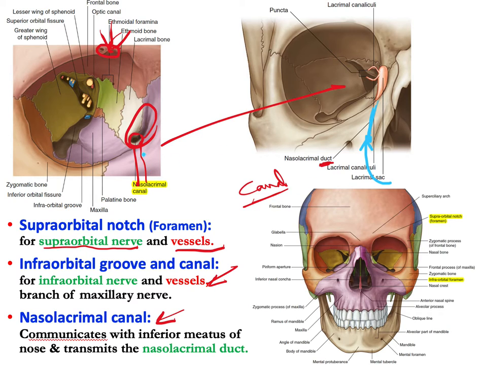The nasolacrimal canal, of course, communicates ultimately into the inferior meatus in the nose. That's why when you get a foreign body or particle in your eye and there is a lacrimal secretion drained into the nose, you start to have a runny nose, right?